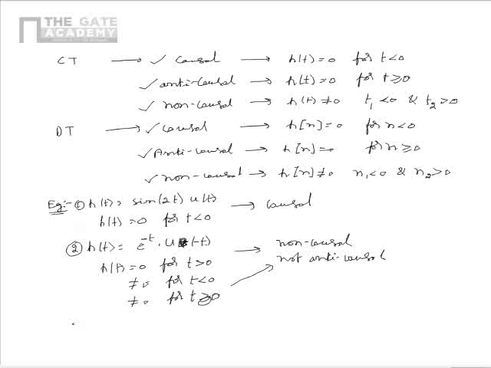Now let us consider another discrete time LTI system of impulse response h of n is equal to minus 3, minus 2, minus 1, 0. Now here the value 0 corresponds to the instant n is equal to 0. Here we see that h of n is equal to 0 for n greater than or equal to 0. So from this we see that the given system is anti-causal.